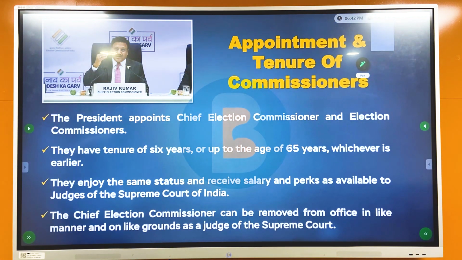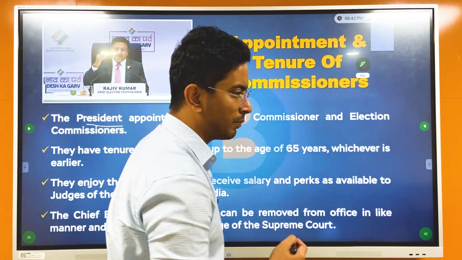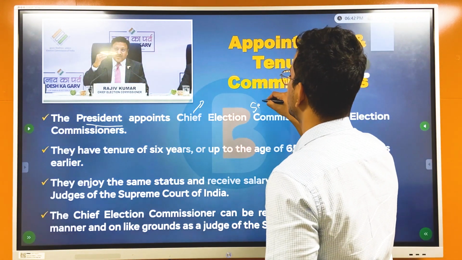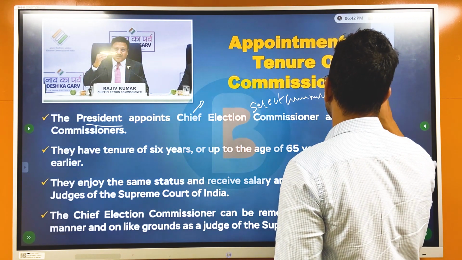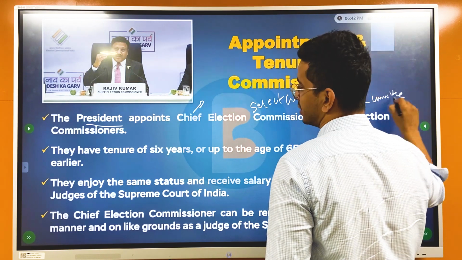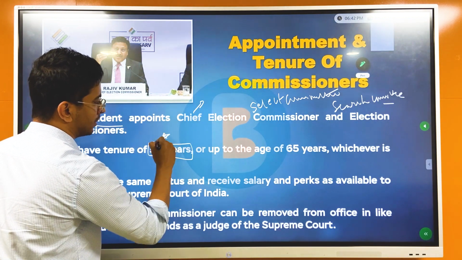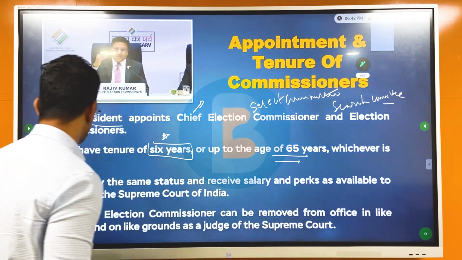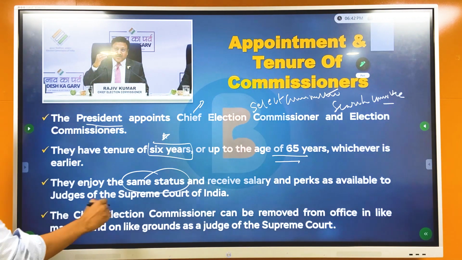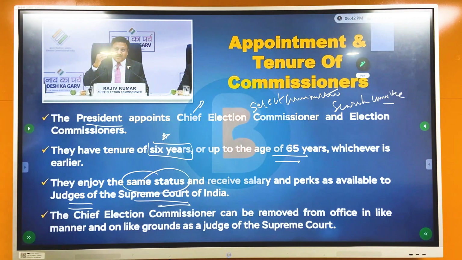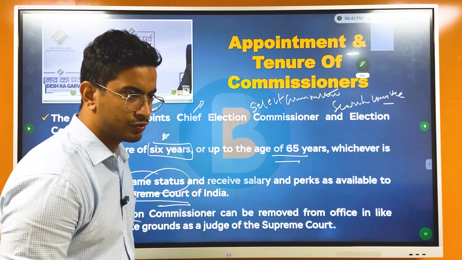Appointment and tenure of the commission. The President appoints CEC and election commissioner. So later half we'll see that how they are appointed depending on this select committee and search committee, who are the members of these 2 committees. This is important. They have a tenure of 6 years or up to the age of 65, whichever is earlier. They enjoy the same status and receive salary and perks as available to the Supreme Court judges. And they can be removed from the office in the manner similar to the judges of Supreme Court.